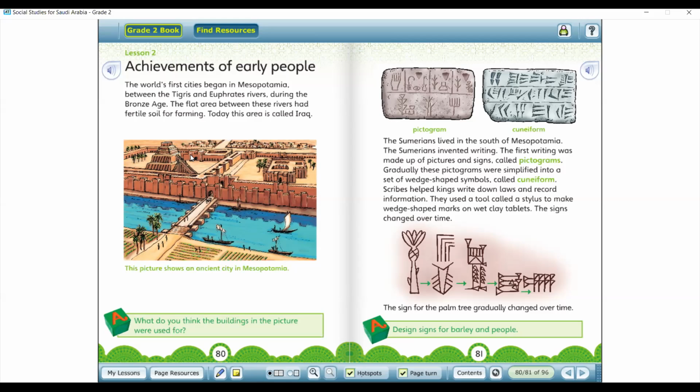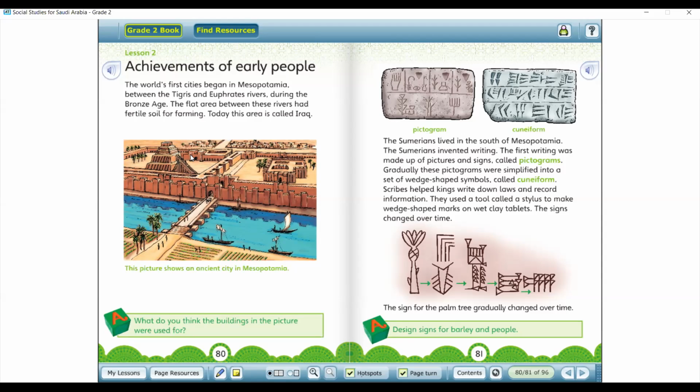Then there's a pictogram and a cuneiform, which is like stone tablets that they used to do their writing on. And the Sumerians lived in the south of Mesopotamia. The Sumerians invented writing. The first writing was made up of pictures and signs called pictograms. Then gradually these pictograms were simplified into a set of wedge-shaped symbols. So that would make it much easier.